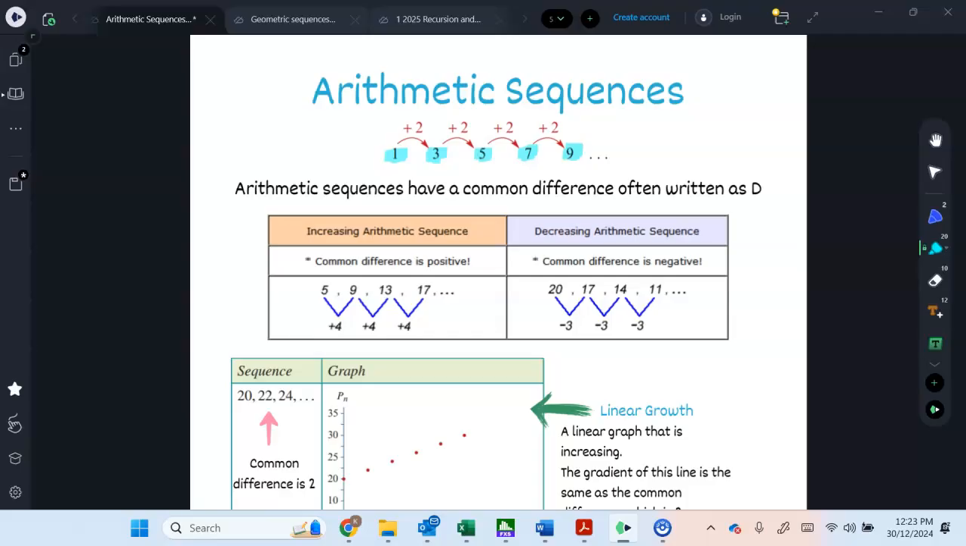So you can have an increasing arithmetic sequence where you're going up each time. This one here, we're going up by 4. Or you could have a decreasing arithmetic sequence, where we're going down by 3 each time. Your common difference, if it's positive, it's going up. If it's negative, it's going down. So your common difference can be positive or negative. But basically just think, we're either going up by the same amount or going down by the same amount.